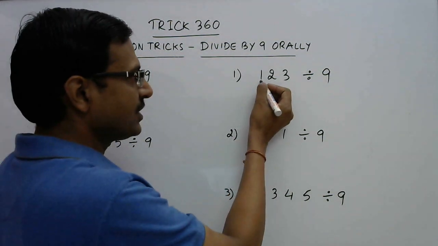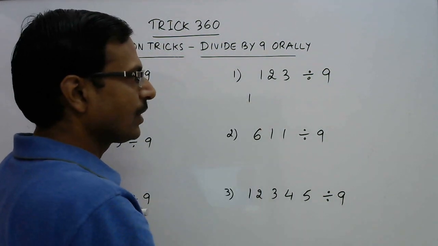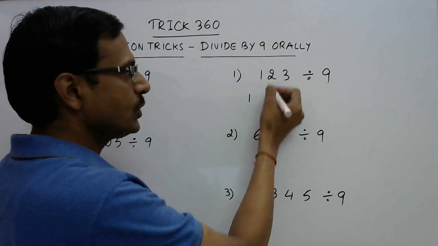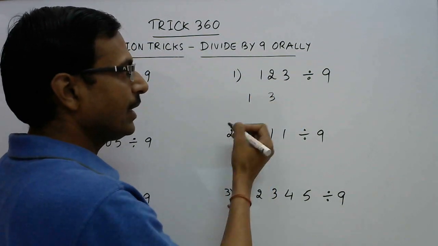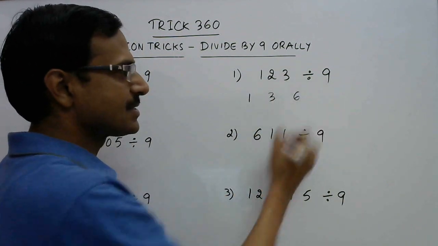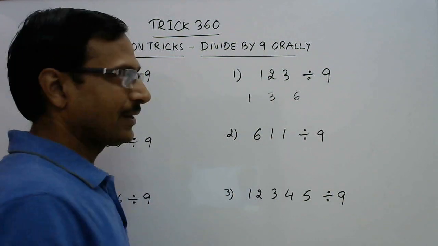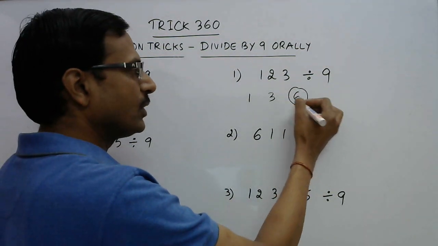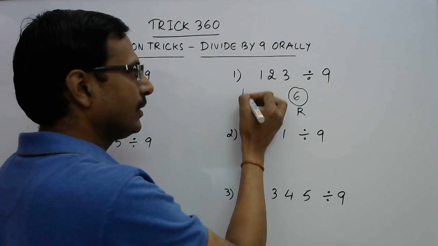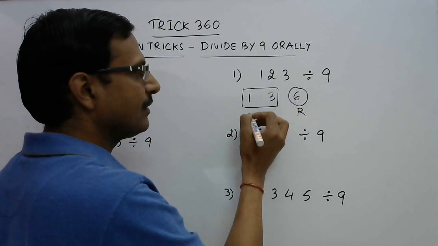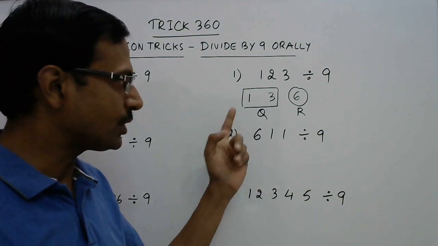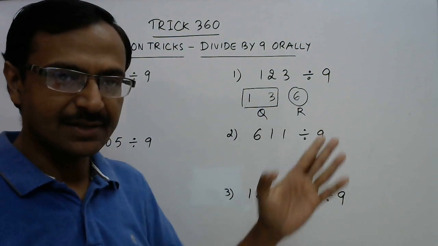The first digit is to be written as it is, and this is to be added to the next digit. So 1 plus 2 is 3, and carry on with this procedure. 3 plus 3 is 6. So the last digit will give you the remainder, and 1 and 3, 13 gives you the quotient. So very simple, 13 is the quotient and 6 is the remainder.